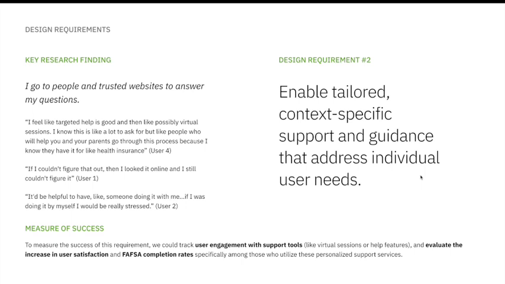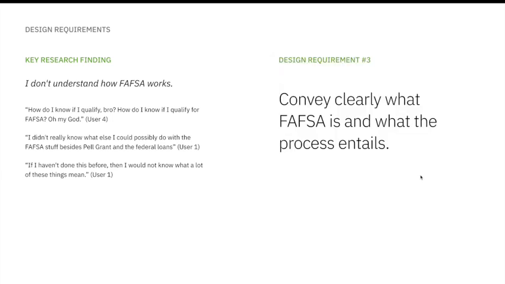Our next key research finding was "I don't understand how FAFSA works." Notably, user 4 was quite anxious during their interview session when trying to search up their eligibility for FAFSA. Additionally, one user mentioned that they don't know what else they could possibly do with FAFSA besides Pell Grant and federal loans, and that if they hadn't been through the FAFSA process before, they wouldn't know what a lot of these things meant. This led to our design requirement number 3, convey clearly what FAFSA is and what the process entails.